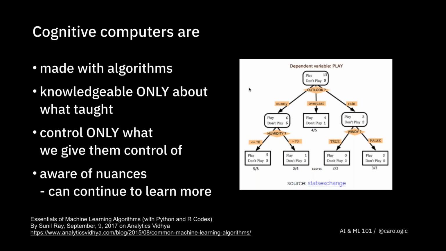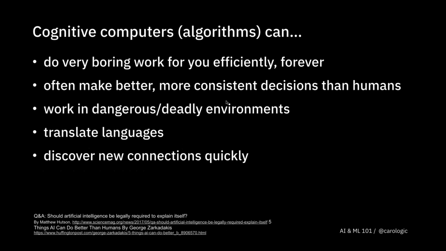Someone has determined that when this and this happen, this type of outcome is typical, and then taking that information and applying it to new problems. And they're really only knowledgeable about what they're taught. They can only control what we give them control of, and they only can continue to learn more about those particular areas. They can be aware of nuances and they can learn more, but only about the particular area that they have been trained on.